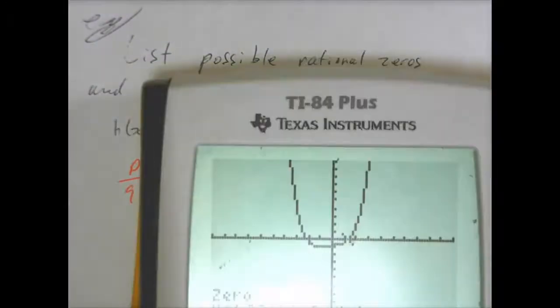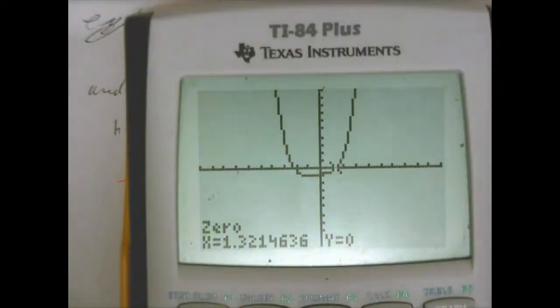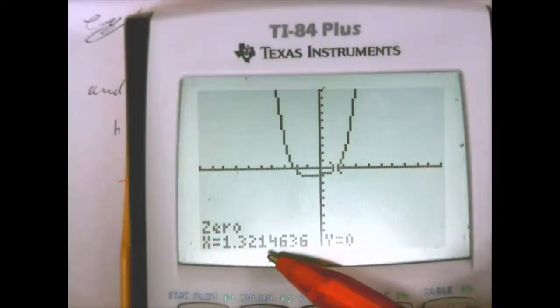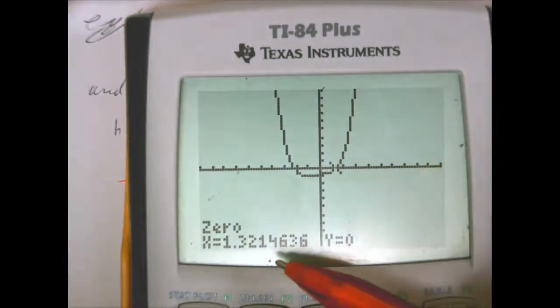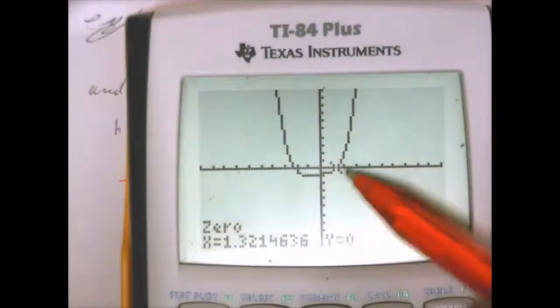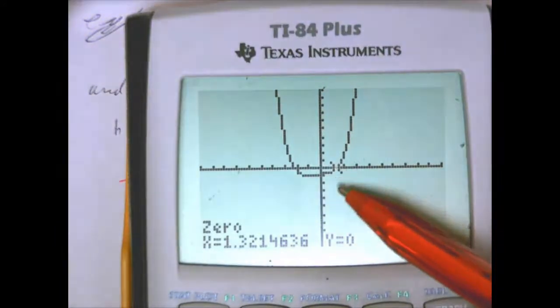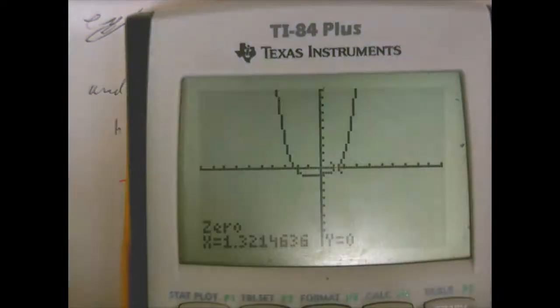So in looking at the graph, I have one of them at 1.32. So that's not one of my options. It's not a rational zero. It's still a real zero. It's really there. I mean, I see it. It's real life. But it's not a rational zero.